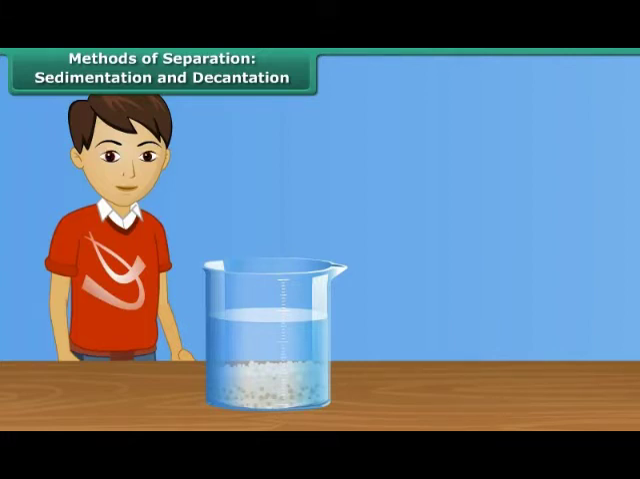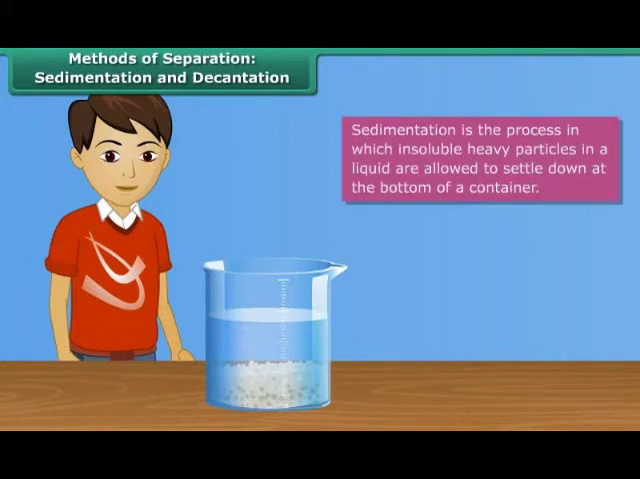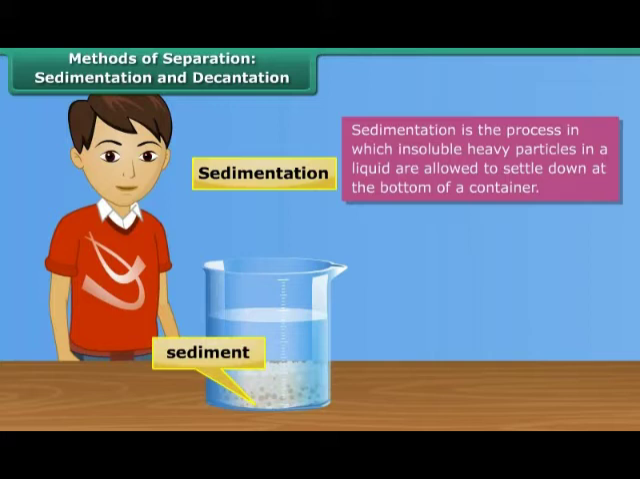Mud, being heavy, had settled down at the bottom of the beaker, while the water formed the upper layer. This process of deposition of mud at the bottom of the beaker is called sedimentation, and the layer of mud is called the sediment.